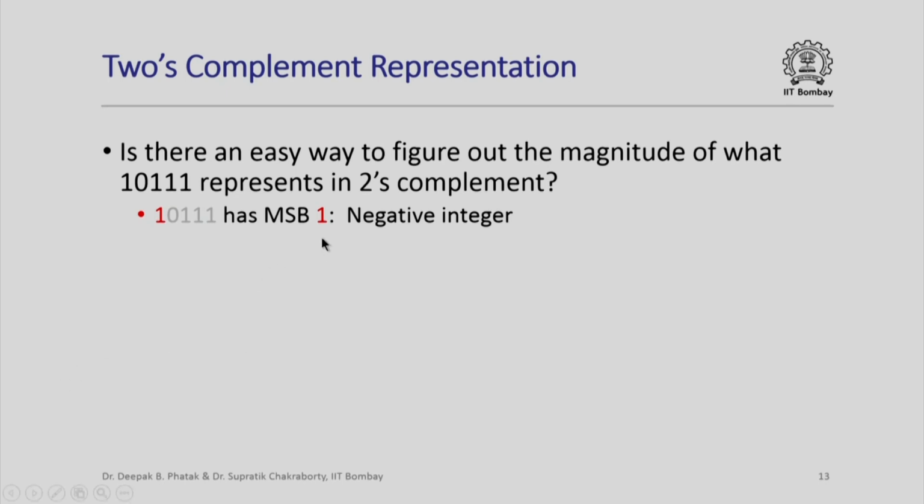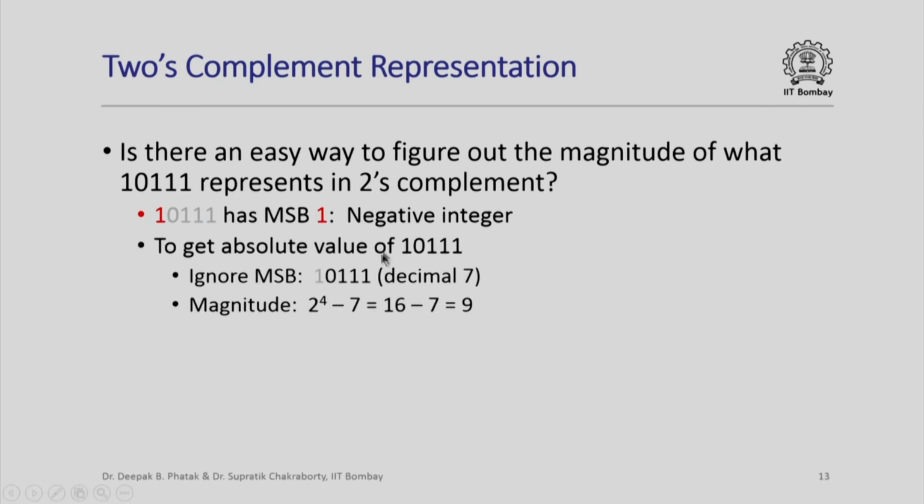Alternatively, we could also solve the same problem in the following way. The MSB is 1, so it is a negative integer. Now to get the absolute value of this, you ignore the MSB, so you get decimal 7, and then you say I am going to subtract 7 from 2 raised to 4, in which case I get 9.